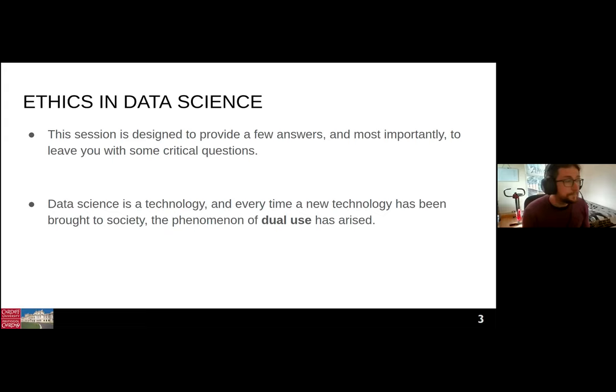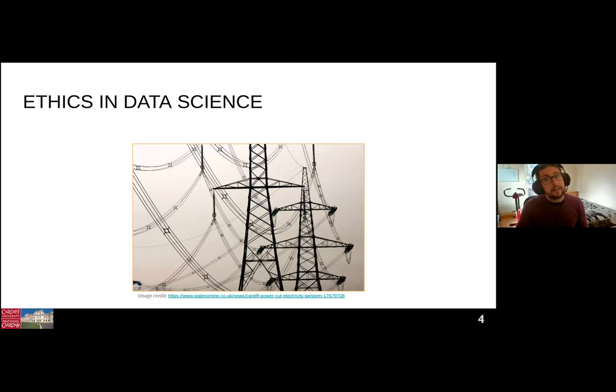Data science is a technology, and we do have examples in the past where every time a new technology has been brought into society, there has been a phenomenon called dual use, which basically means that the intended first use of a new technology gives way to others that were not intended in the first place, but it can even be the case that they overtake, in some cases, the initial use.